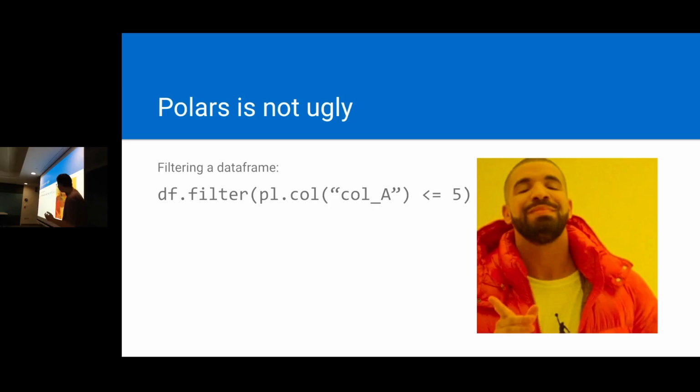Next, Polars is definitely not ugly. If you want to filter a data frame, what do you do? You take your data frame, df, and you call a method on it, .filter. That's beautiful. And then inside, what would you expect? The condition, right? Because you know you're filtering. So you put a condition inside there, which is column A less than or equal to 5.